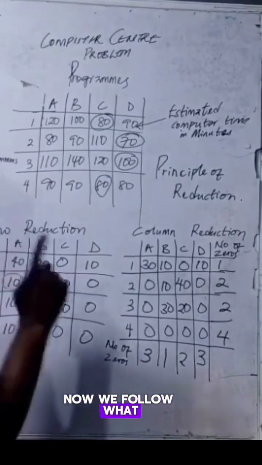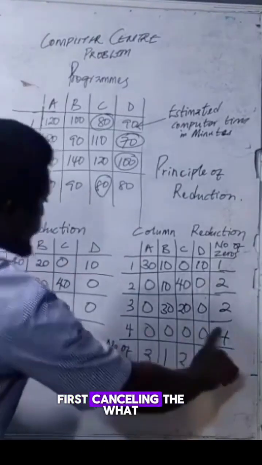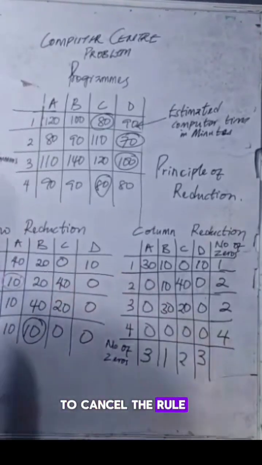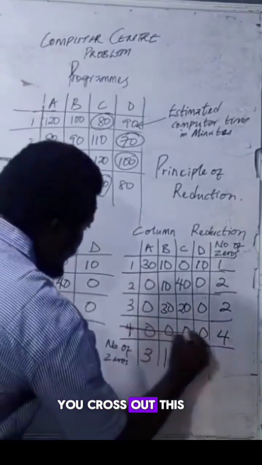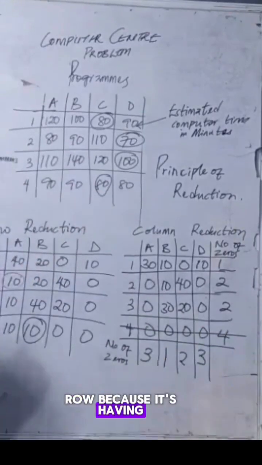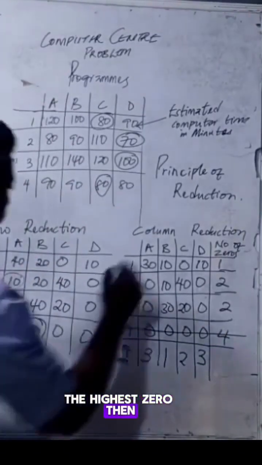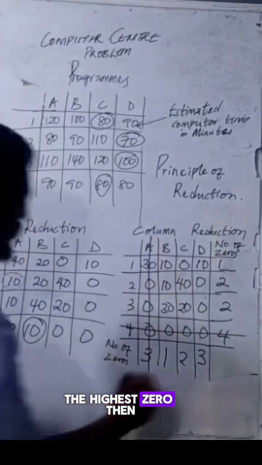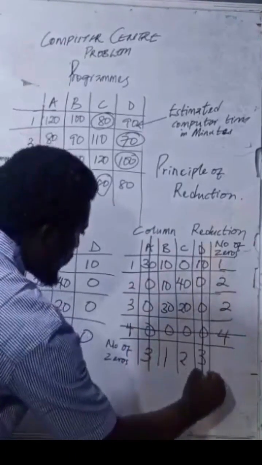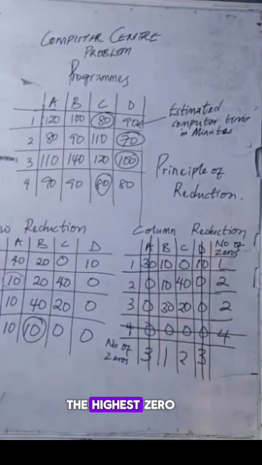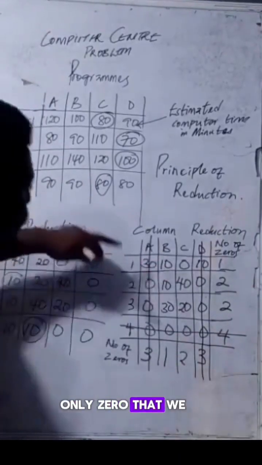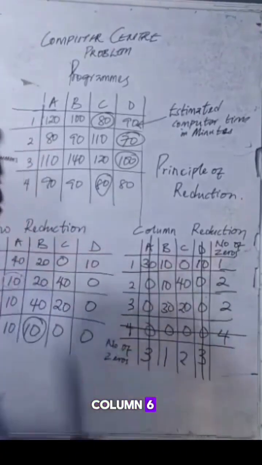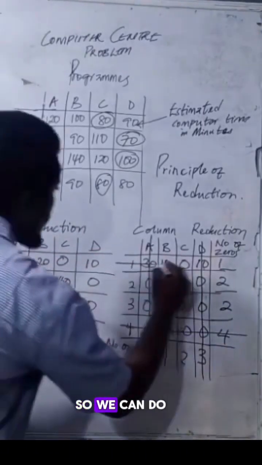Now we follow the principle of first cancelling the rows that have the highest zeros. So we cross out this row because it has the highest zeros. Then we cross out this one because it has the highest zeros. Then the next one is column D, that has the highest zeros. If you notice, the only zero that we have here is now under column C. So anyhow, you can put it anyhow. We can do it this way.